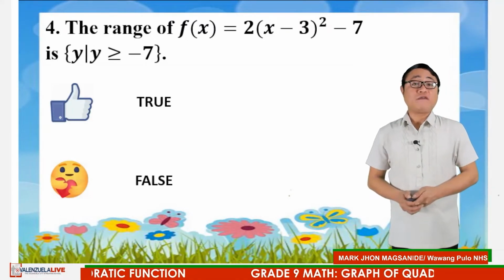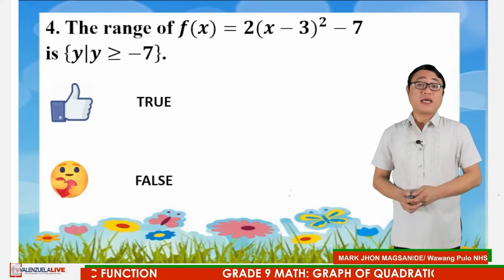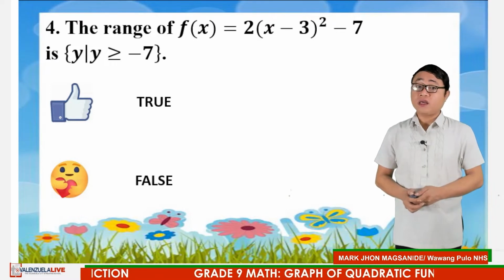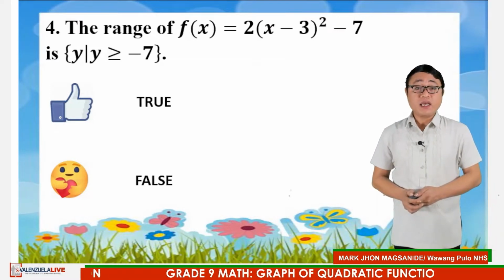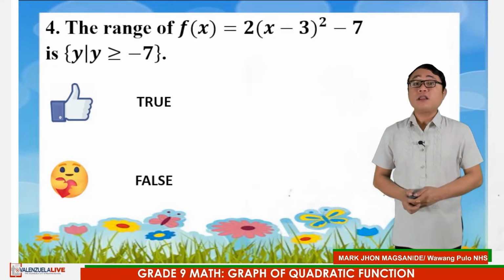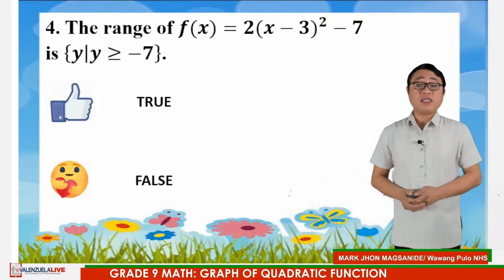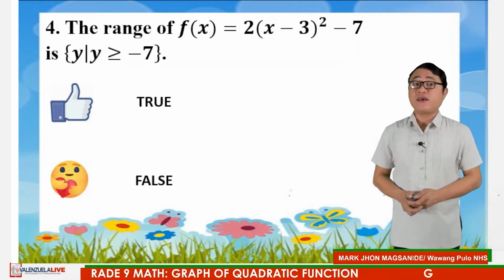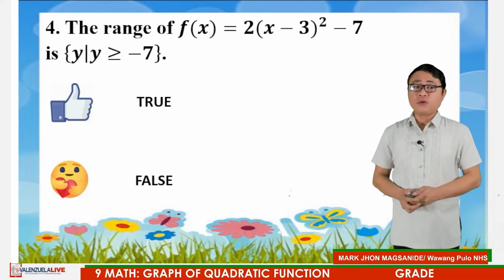Next, number 4. The range of f(x) = 2(x - 3)^2 - 7 is the set of y such that y is greater than or equal to -7. Is it true or false?